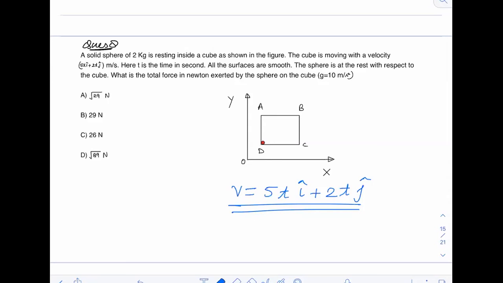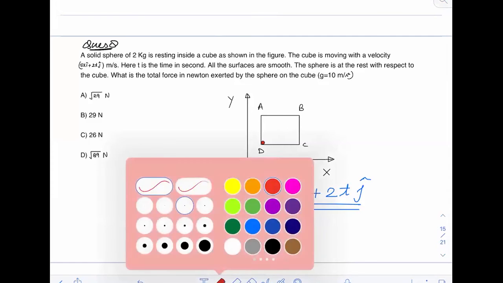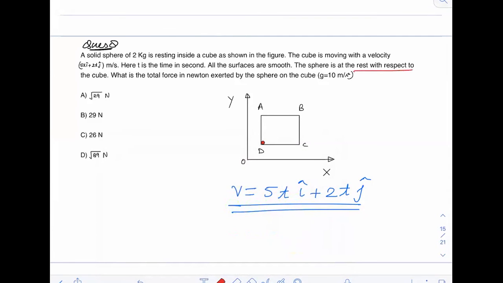That means when this cube is moving, this sphere is actually at rest with respect to it. This is one important point that you have to mark. Now, what they are asking us is, what is the total force in Newton exerted by the sphere on the cube? So this question can be done in two ways. One using the pseudo force concept, and one without using that.